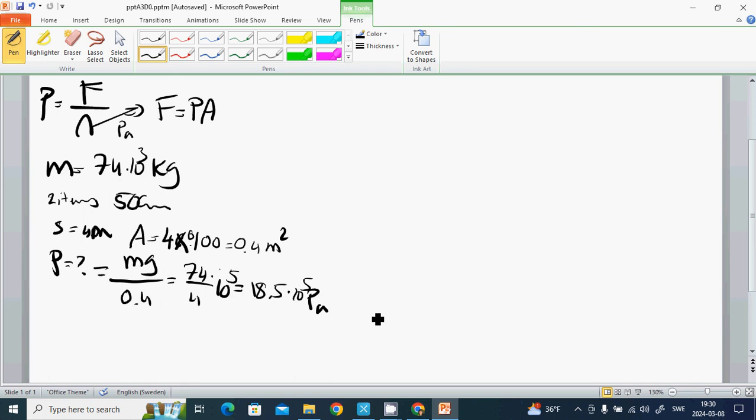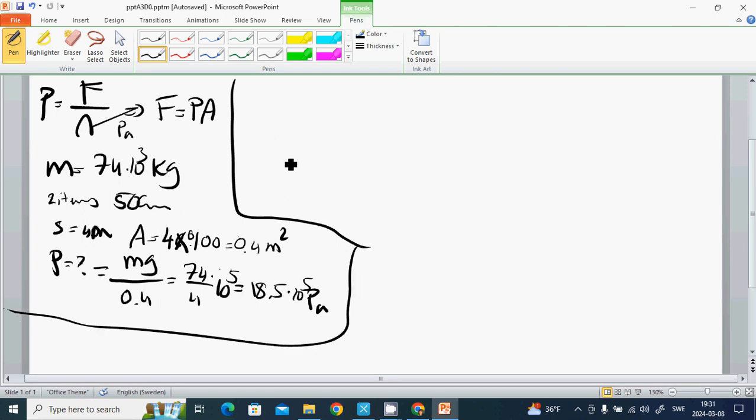We have a homogeneous block, B equals 0.03 meter, L equals 0.05 meter, and H equals 0.08 meter, and rho equals 2800 kilograms per cubic meter. We will find the pressures on each side the block is standing on, in its different positions.